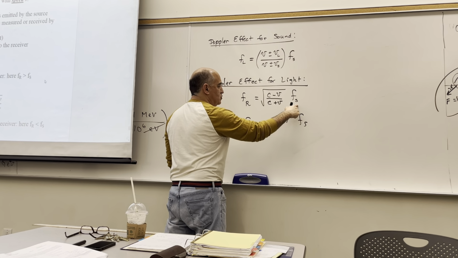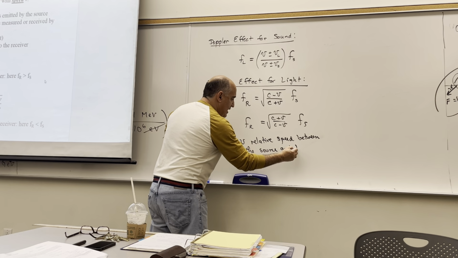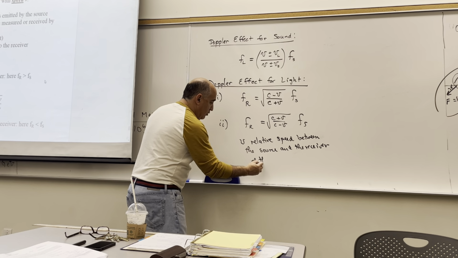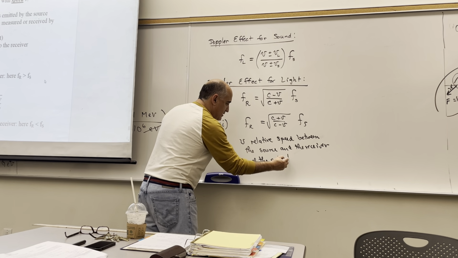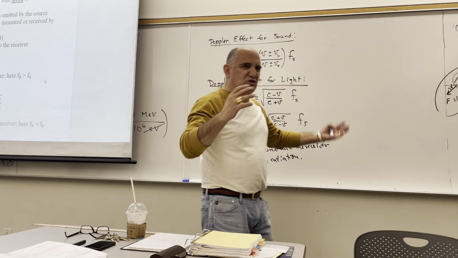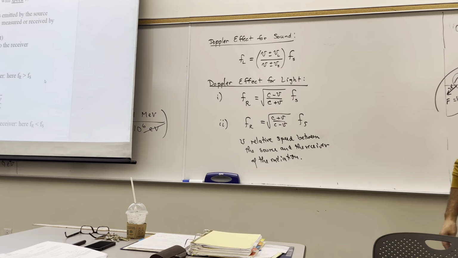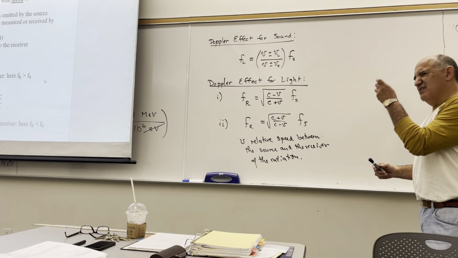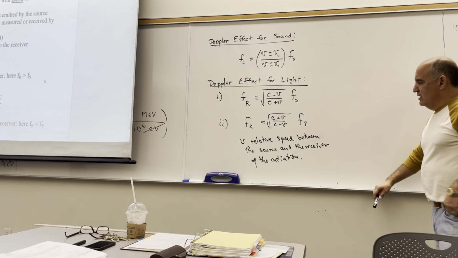Where V is the relative speed between the source and the receiver of the radiation or of the light. I mean, light usually means if you can observe it in the visible. Radiation is general. Radio waves, microwaves are radiations, right? But sometimes people use the word light, but light is really usually more for the visible region of the spectrum.